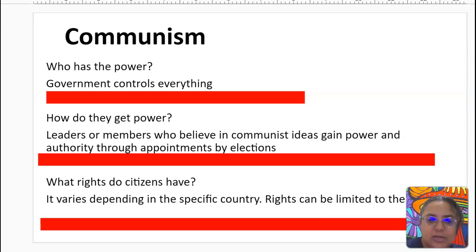What rights do citizens have? It varies depending on the specific country. Rights can be limited for the citizens.